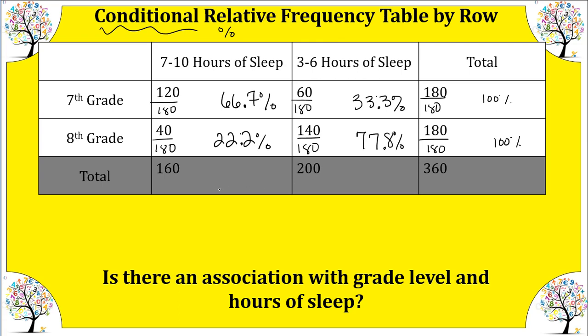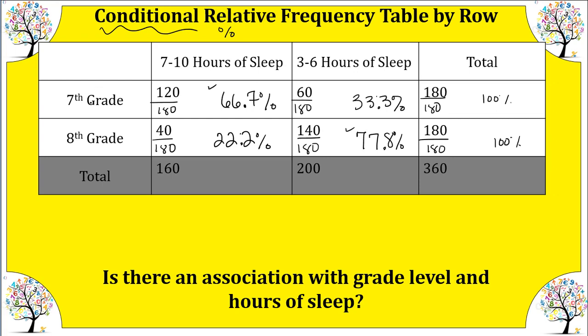Okay, so let's go over some questions that you would be asked when you would use this table of percentages. So if a question was, of those in 7th grade, what percent sleep 7 to 10 hours? So we're just focusing on the 7th graders. So of those in 7th grade, 66.7% sleep 7 to 10 hours. Or if I was asked, of those in 8th grade, what percent sleep 3 to 6 hours? And you can see that this is 77.8%. So again, you have to look at how the question is being asked to know which table to use.